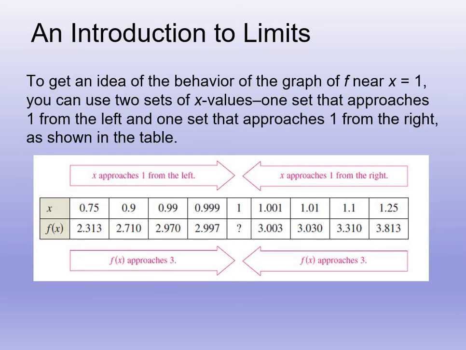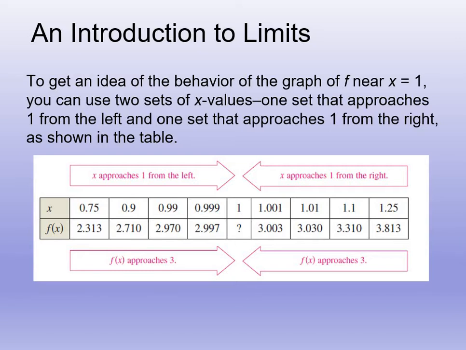If we substitute in the value of 0.999 for x, our y value, our f of x, because it's in function notation, is 2.997. If we substitute in 0.99 for x, we get 2.970. So it looks like from the left-hand side, as I get closer and closer to 1, the value is going to be 3.